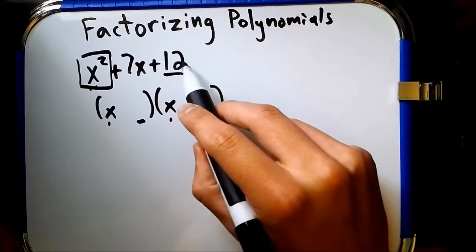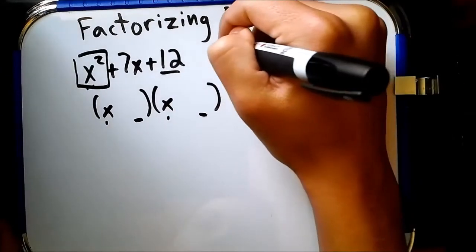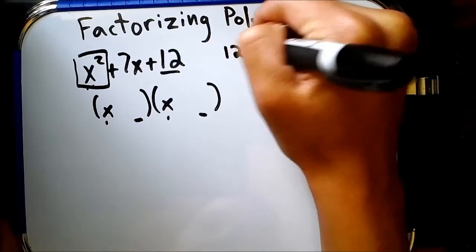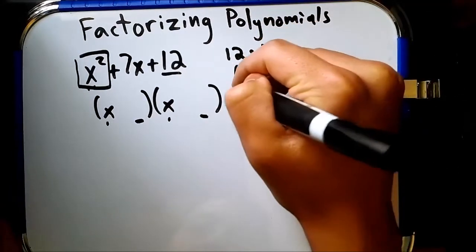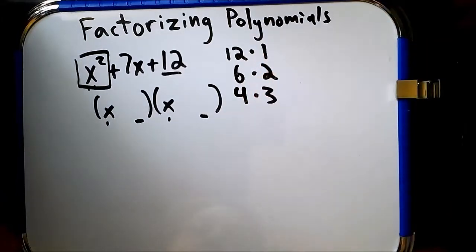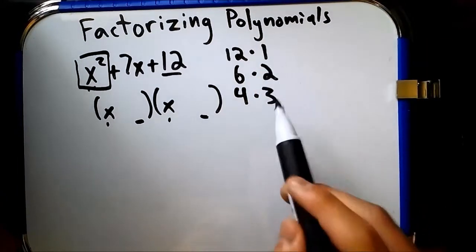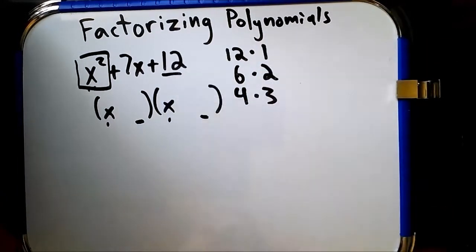So what multiplies to equal 12? Well, let's write down our options here. We have 12 times 1, 6 times 2, and 4 times 3. Those are the three sets of integers that multiply together to equal 12.